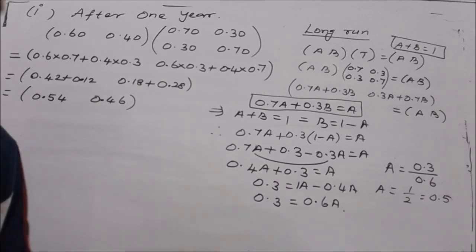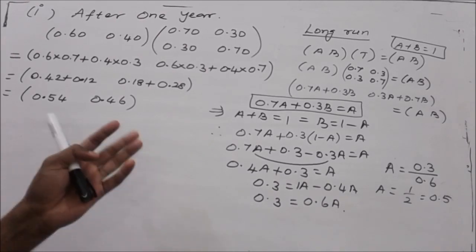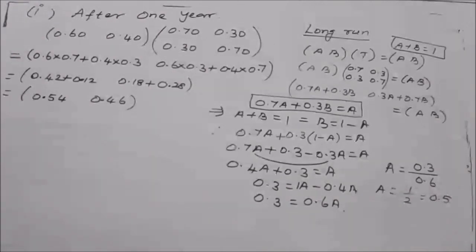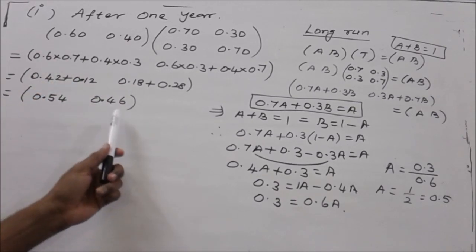This is the method to identify what percent of the commuters will use the transit system in the long run. If they ask what percent of the commuters will be in the metro system, you should find the B. B is the percentage of people using the metro system in the long run when equilibrium is reached. Now again explaining, after 1 year, multiply by the transition probability function. You will get 0.54 and 0.46.